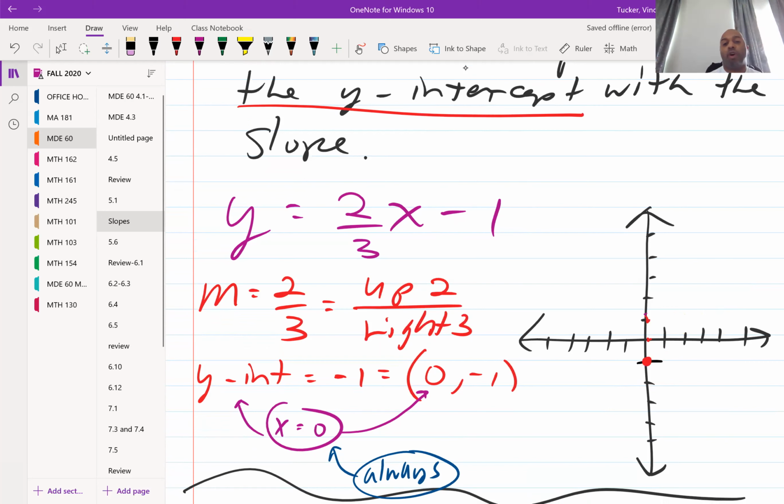So erase this. You always graph your y-intercept first. So you go to your origin and go down 1. Then from your y-intercept, you go up 2, right 3. And that's this point right here. All right. And that will be your line.